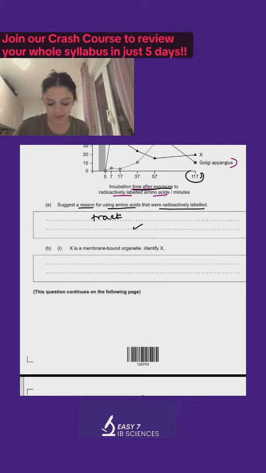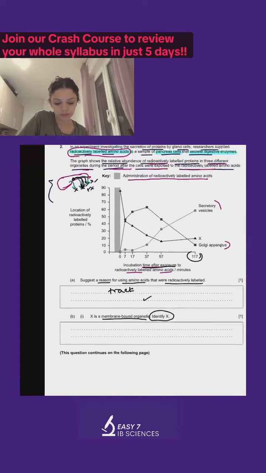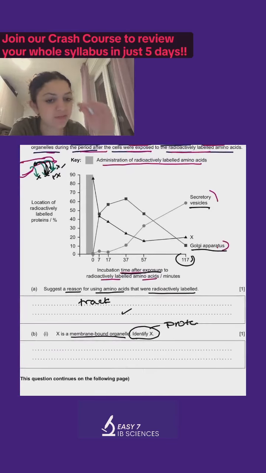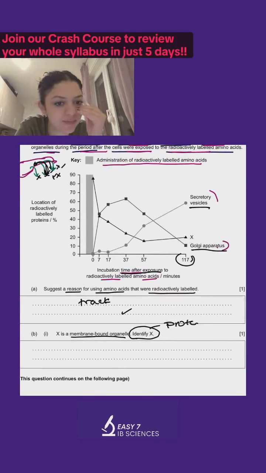Next it says, X is a membrane-bound organelle. Identify X. So remember, we are in the pancreas, and we're talking about something that deals with proteins, that is not a secretory vessel, that is not the Golgi apparatus. So what can we assume it is? It's part of this group. Someone put the right answer. I'm not going to say who.